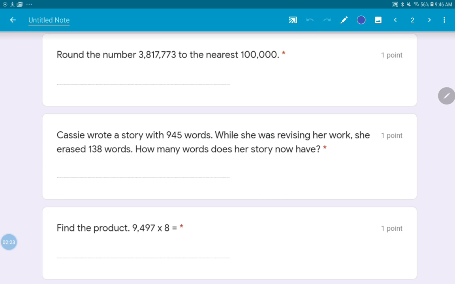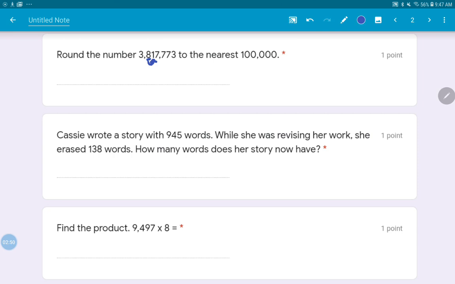Okay. Now we're rounding the number 3,817,773 to the nearest 100,000. Ansley, how are we going to do that? Look at our 100,000s, and the number next to it is a 1, so it tells the 8 to stay the same. Okay, so the 8's going to stay the same because 1 is less than the midpoint.